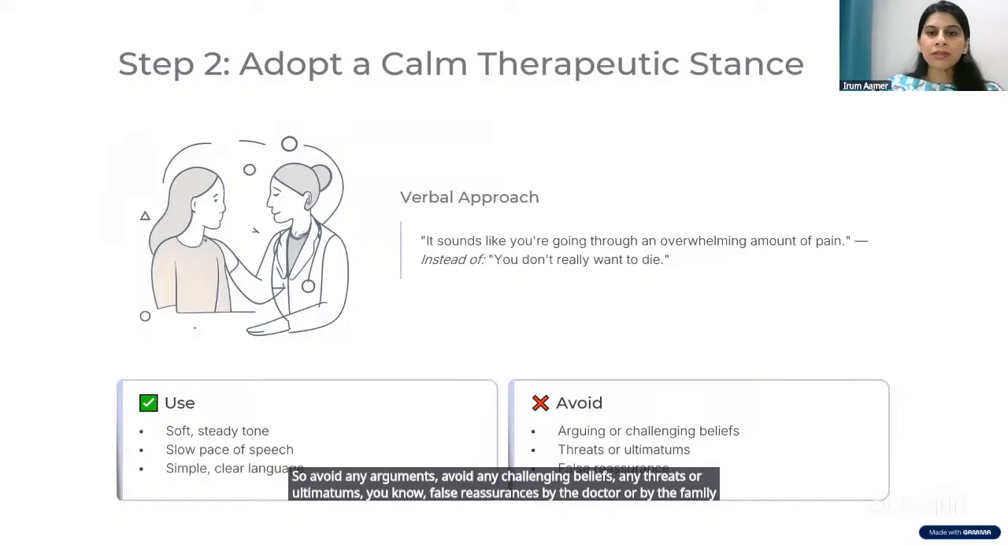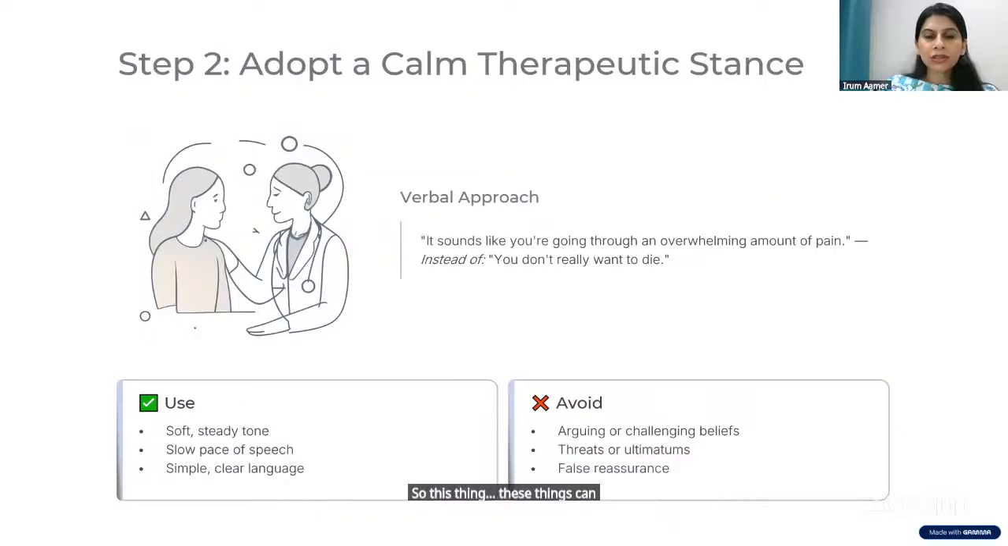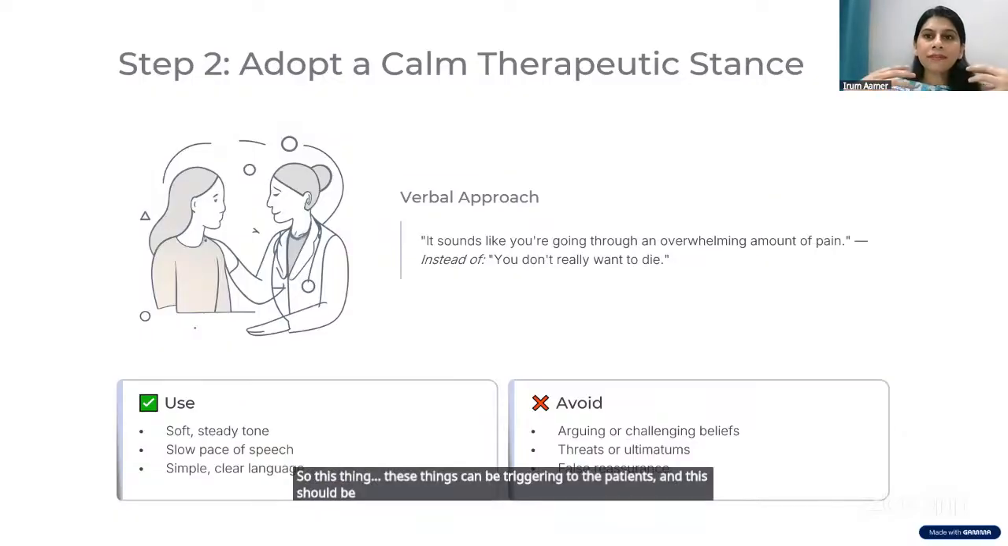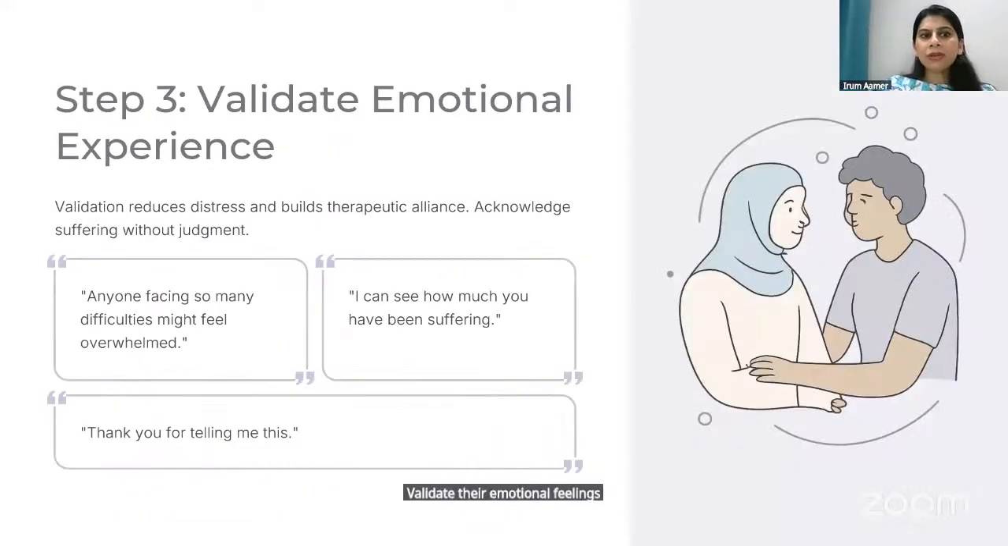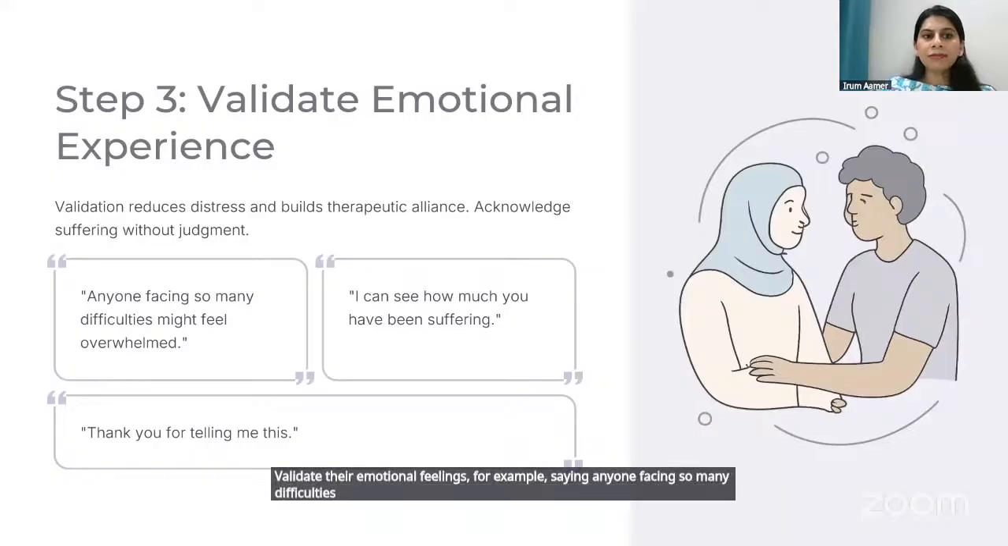In fact, sometimes the family would say, "You've been saying such things for so long, and you really don't do anything like that. Let's see if you could do it this time." These things can be triggering to patients, and this should be avoided. Instead, every time there is a breakdown, every time there is a risk that the person would harm themselves, use a soft and steady tone and a slow pace of speech. Simple and clear language can be quite helpful. Validate their emotional feelings, for example, by saying, "Anyone facing so many difficulties might be feeling overwhelmed."